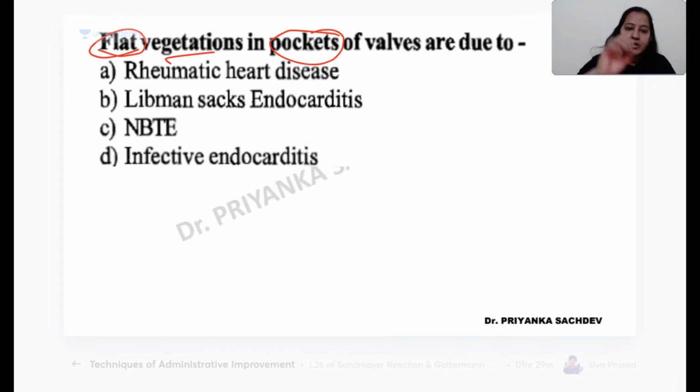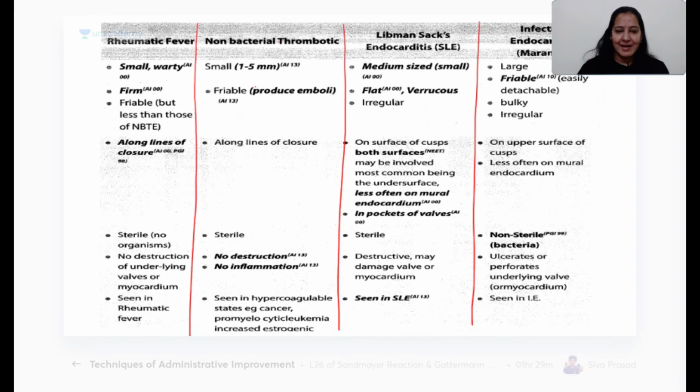Vegetations are there. Vegetations are present in all 4 diseases. But what is the specific thing given about the vegetation? It is flat and it is in the pocket. It is seen in what? So most of you are correct. The correct answer here is Libman-Sacks. Sushma, Samarth Nayak and Yashika Bhaki were the first to answer. Great, I'm happy. You people have answered it correctly. Most of you are correct. So the correct answer is Libman-Sacks. So B is the correct answer.